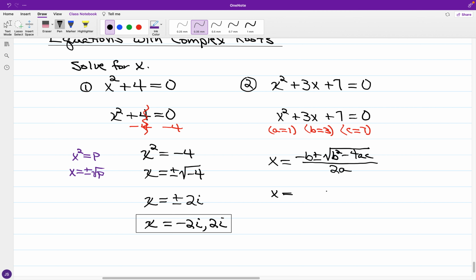And if I fill in, so for negative b, I have negative 3, plus or minus the square root. Now b squared is 3 squared, minus 4 times a, which is negative 4 times 1 times c, where we have multiplication by 7, and we have all over 2 times 1. So the only thing I've done is to substitute.